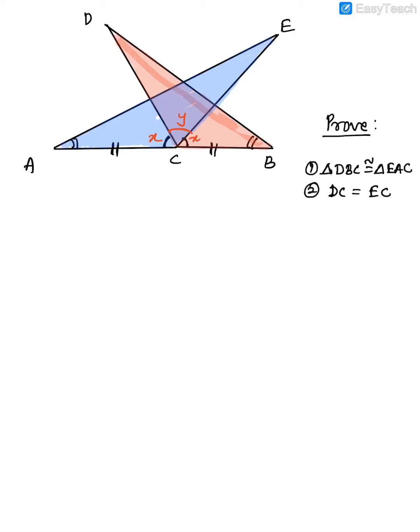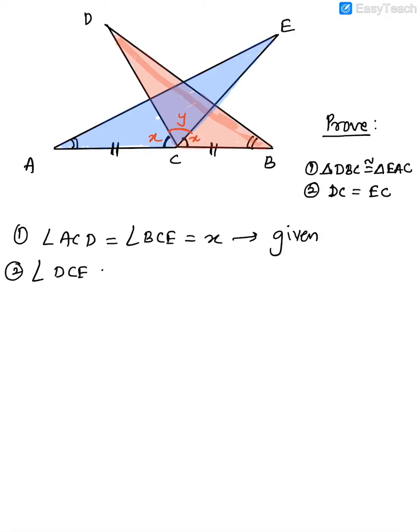First point will be angle ACD is equal to angle BCE is equal to x. Reason: it's given to us. Number 2, I can say that angle DCE is equal to angle DCE is equal to y. Reason: common angle. Because it's a common angle, that's why.